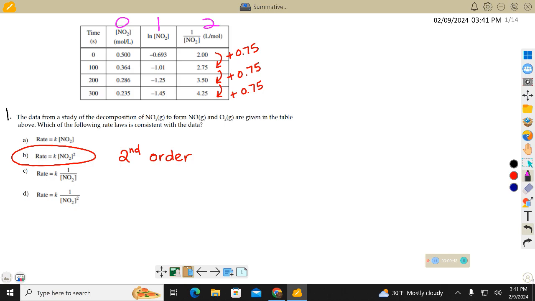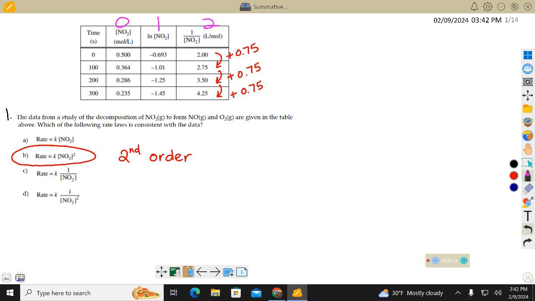And so I can just look by inspection at the first two, the concentration and the natural log of the concentration, and I can see that they don't always change by the same amount, but the 1 over concentration data does. Every 100 seconds, it goes up by 0.75 units, which would then eventually give me a graph with a constant slope.